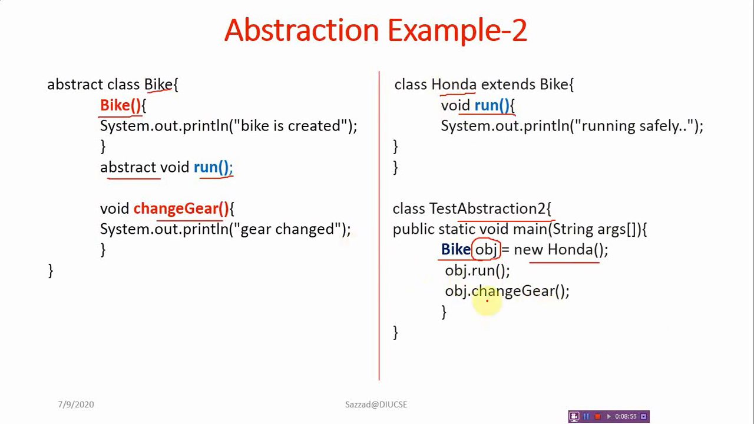Because changeGear is a non-abstract method, it is not required to be implemented in the child class, but because the child class is inheriting the abstract class, it can access all the non-abstract methods just using the reference variable. So that's how abstraction works. It is very useful to hide the main implementation and only show the necessary information that a user needs to know.